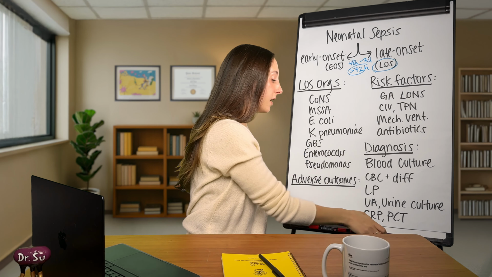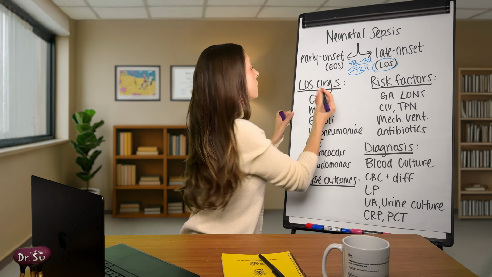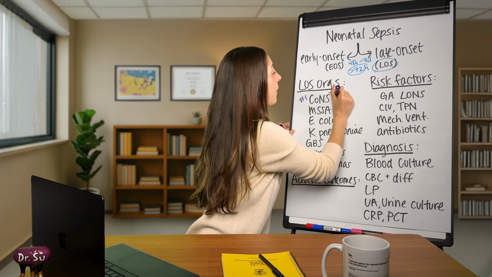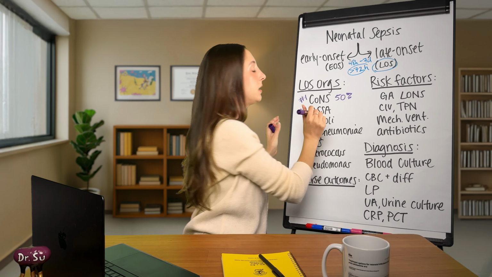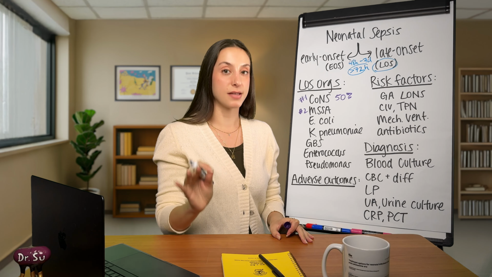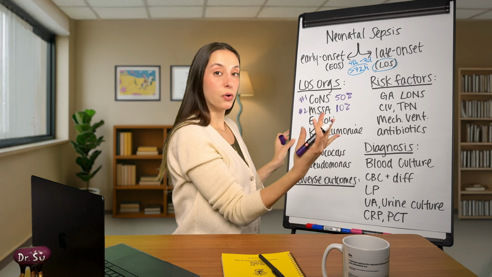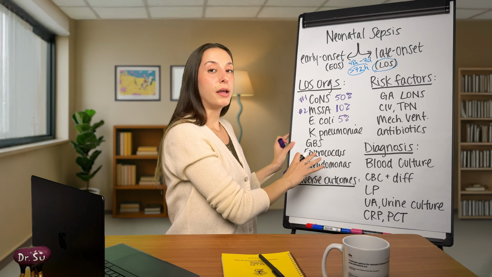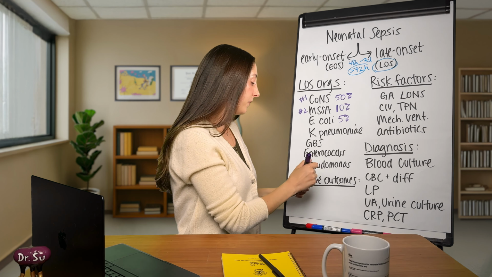Pathogens that cause late onset sepsis are nosocomial pathogens. The most common is coagulase negative staph. This makes up about half of cases. The second most common is Staph aureus, specifically MSSA. This makes up 10%. E. coli is the next most common, making up about 5%, followed by Klebsiella pneumoniae, and then even less common are Group B streptococcus, Enterococcus species, and Pseudomonas species.